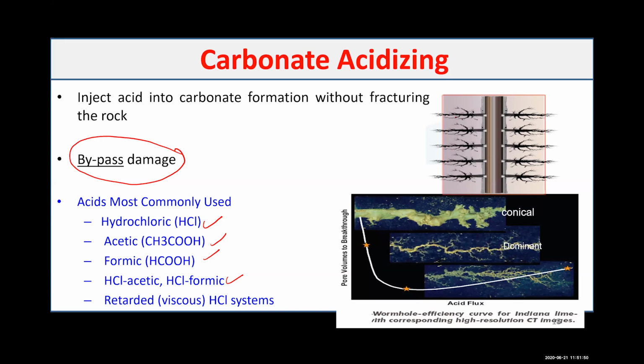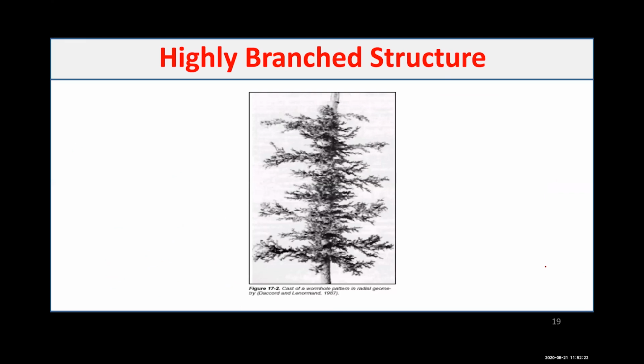And depending on the injection rate, the shape of the wormhole can vary. If you are injecting at a lower rate, usually we get what we call a conical wormhole, which is a pretty thick tube, like imagining you are having holes inside your formation. At the optimum, we get what we call a dominant wormhole. And if the rate is really high, we get what we call a branched wormhole. Let me show this. This is the shape of the wormhole. Imagine this is a 3D rock.